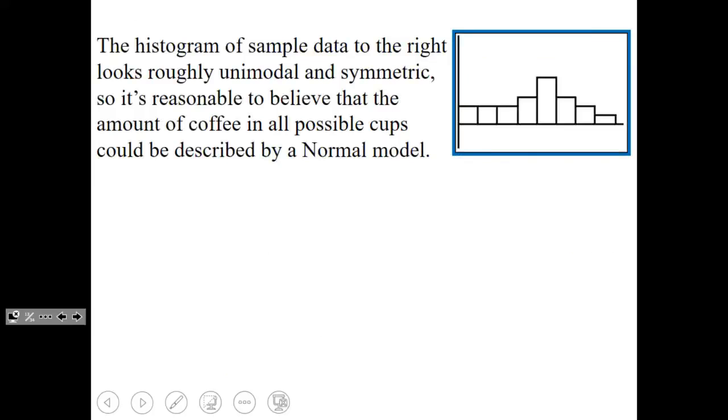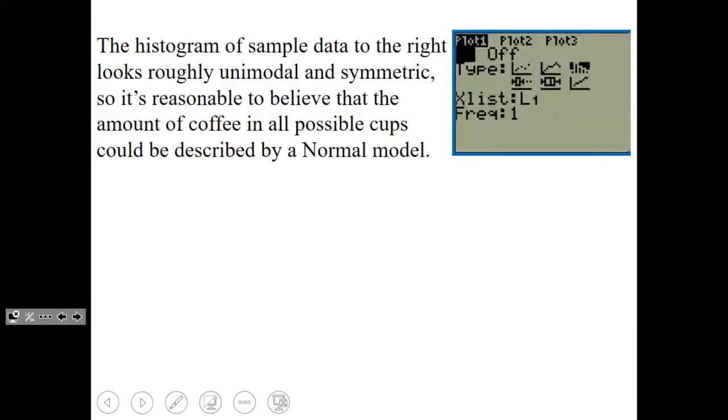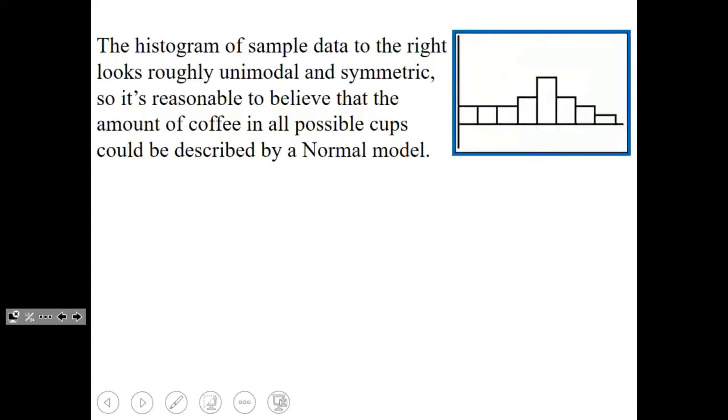Okay. So we have to look into our histogram. Now our histogram from this, it looks like what we had on the rough. It's on the right here. It's roughly unimodal, roughly symmetrical. It's reasonable to think the amount of coffee in all possible cups could be described by a normal model. Now doing this on a calculator, we'd have had to load in all our data, and then we'd go into our second y equals. We have to make sure we had a histogram, and then we'd have plotted it, and we saw it, it wouldn't have looked anything like that.